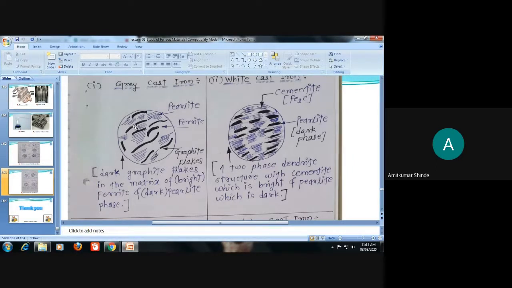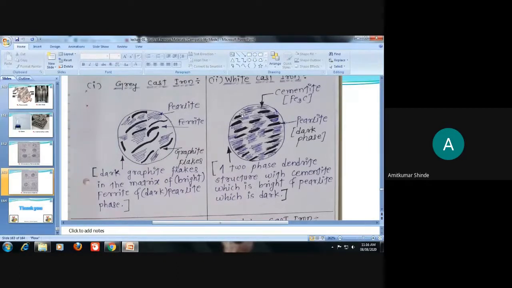Random orientation means flakes of different sizes are present, and the remaining amount will be ferrite, and some amount of pearlite will be there. The bright spots will be ferrite, the dark flake-like spots will be graphite, and the remaining dark portion will be pearlite. A large amount of graphite will be there. So this is the microstructure for gray cast iron.